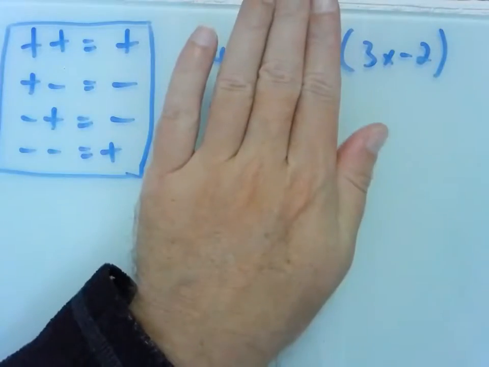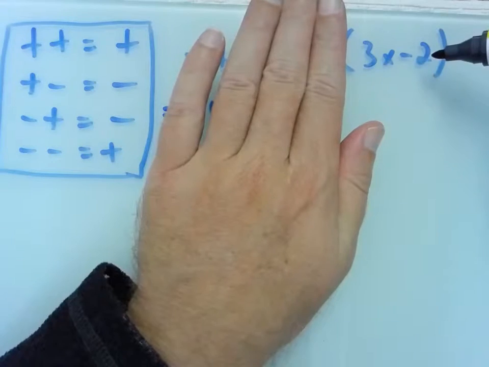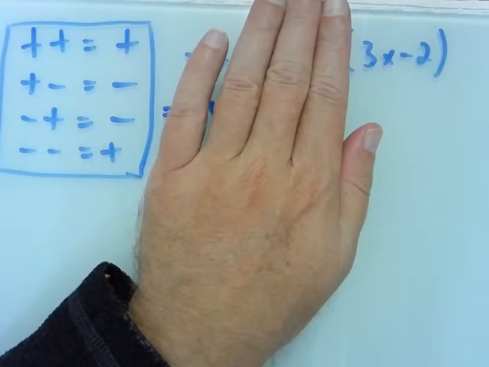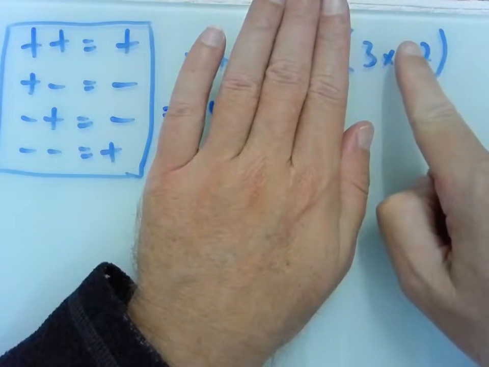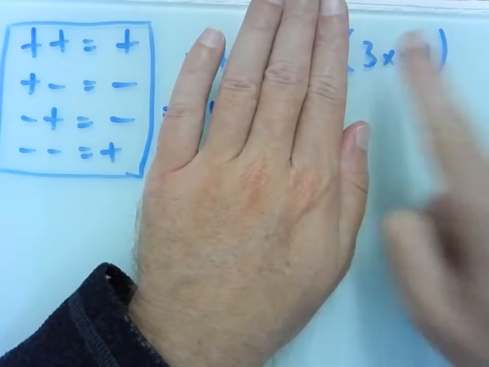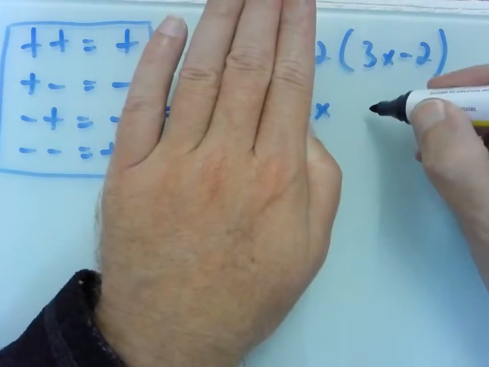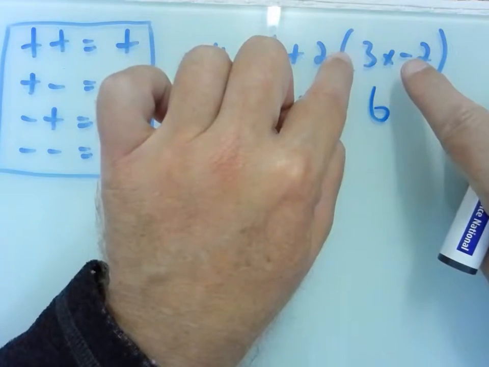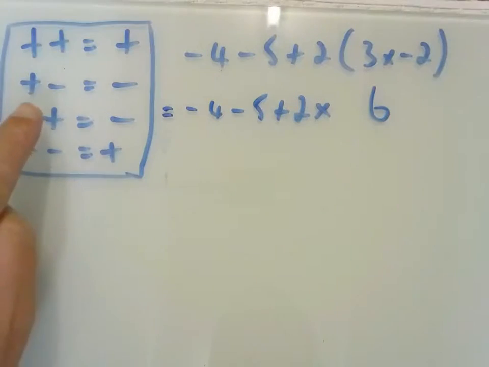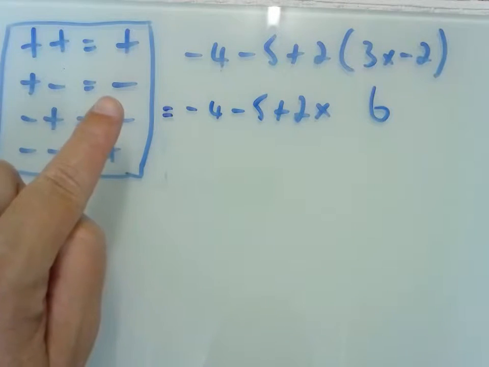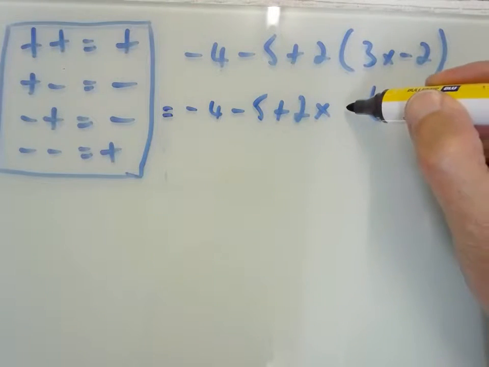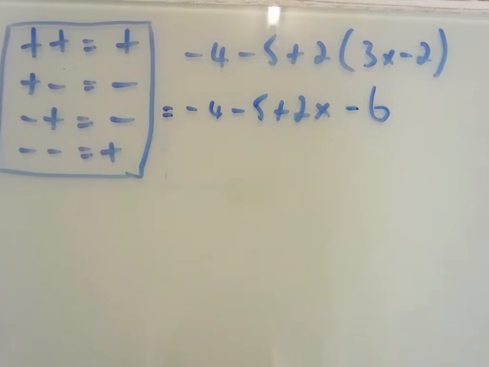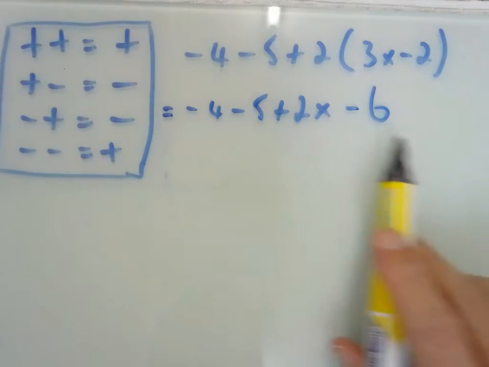Okay. So we're going to do this bracket first. 3 times negative 2. Remember, we're going to ignore that negative. What are 3 2's? 6. We've got a positive here and a negative here. Positive 3 and negative 2. Positive and a negative make a negative. So this 6 is a negative 6. That's done the bracket. We check again.